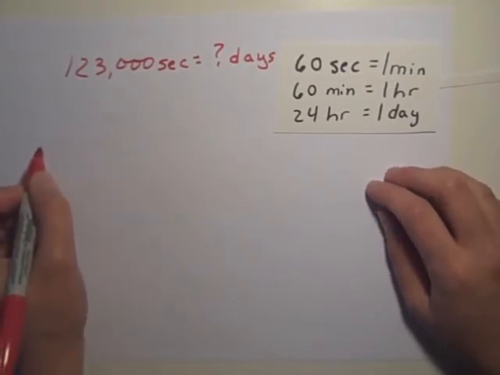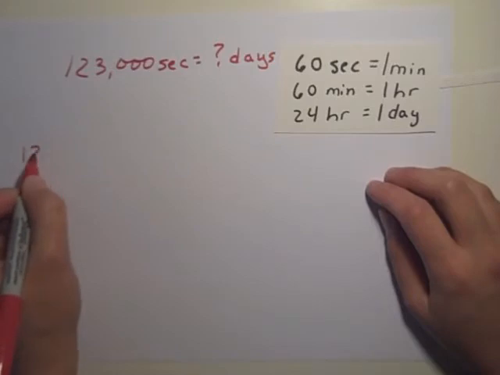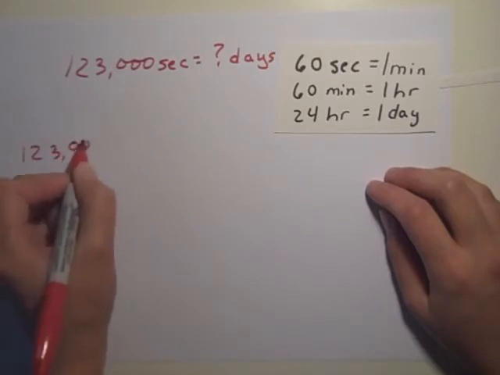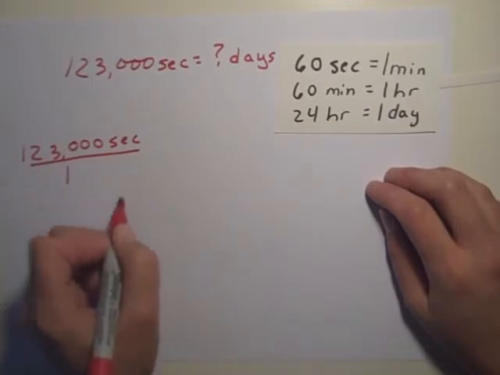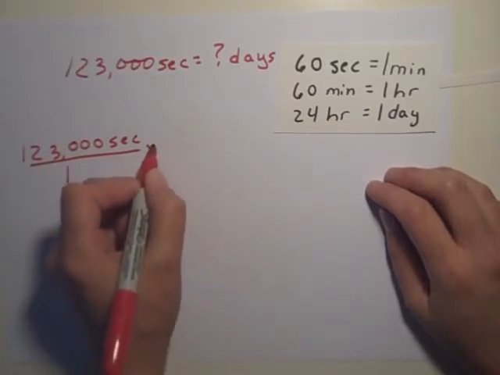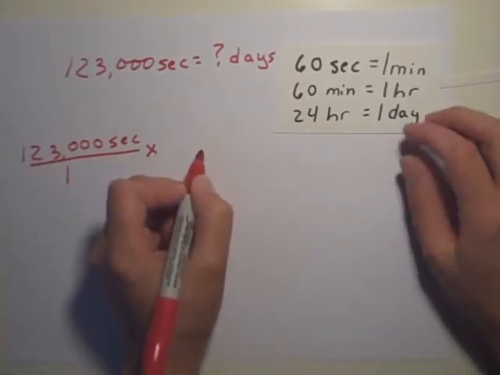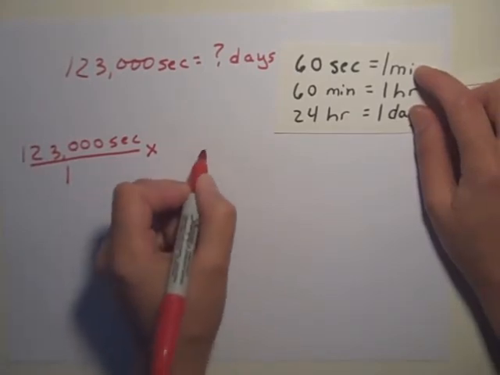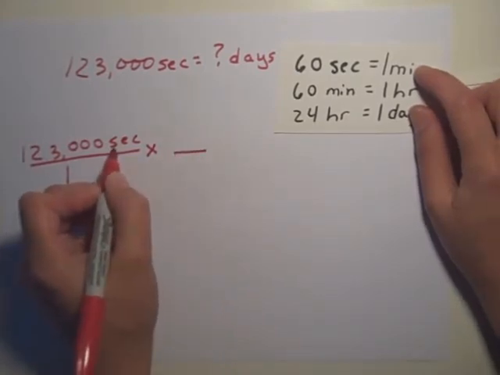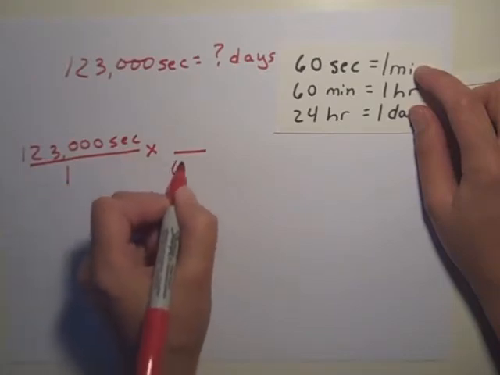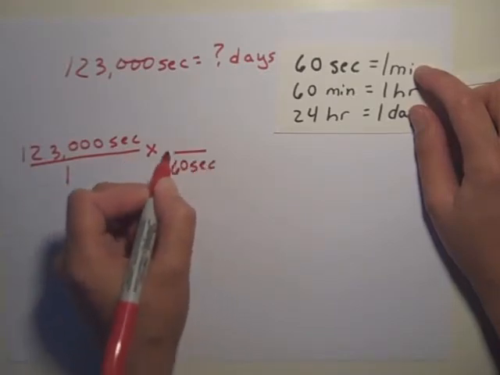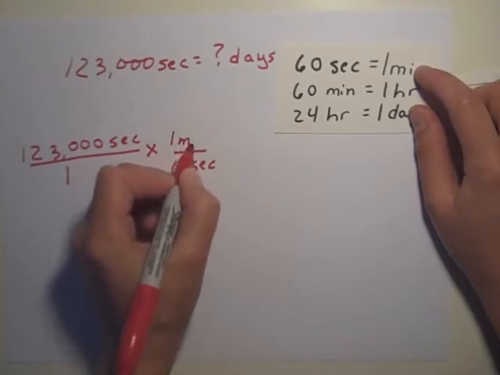I start off like this, 123,000 seconds, just like I would normally. That goes over 1 because it's a whole number. I multiply that by my first conversion factor. We want to change seconds into minutes. Seconds is in the numerator here, so it must be in the denominator here. 1 minute goes in the numerator.